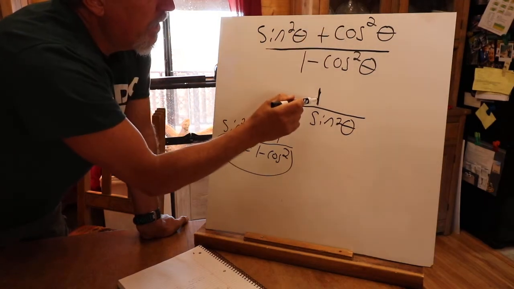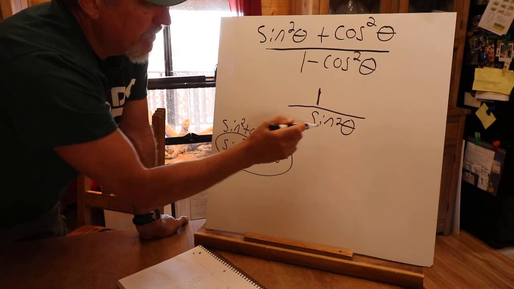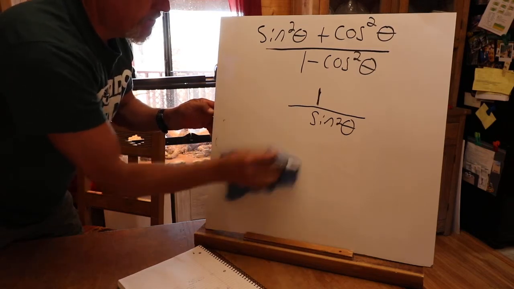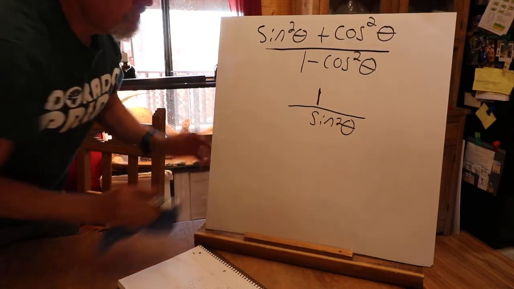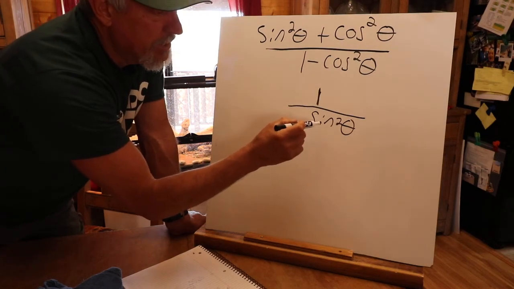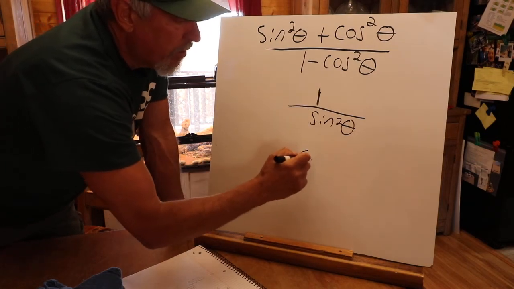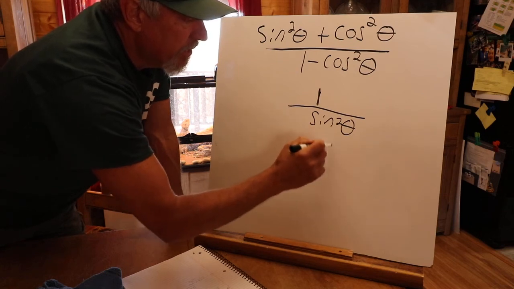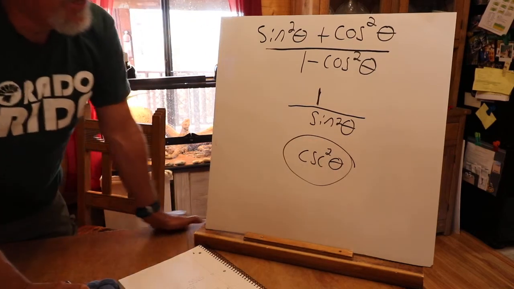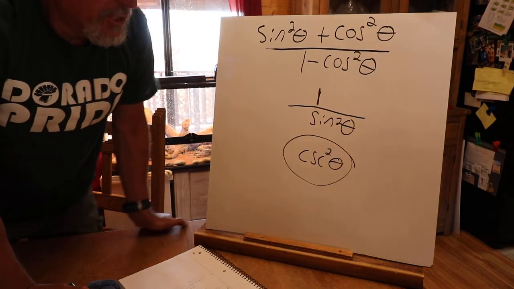This became a 1. This became a sine squared theta. And I'm almost finished with it. I'm going to erase that step again. 1 over sine squared is a partner of cosecant. So I'm going to rewrite 1 over sine squared as cosecant squared theta. And it's finished. Just keep practicing these.